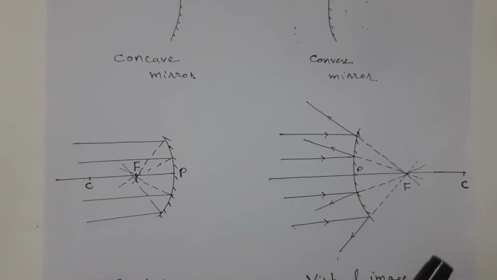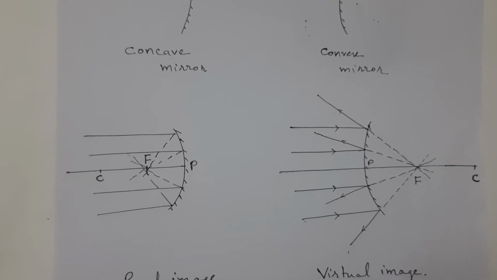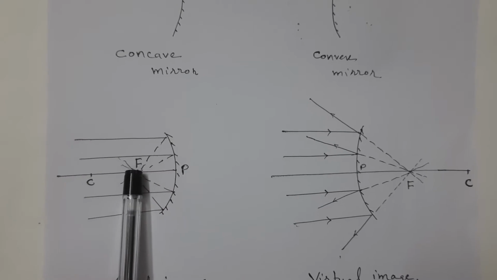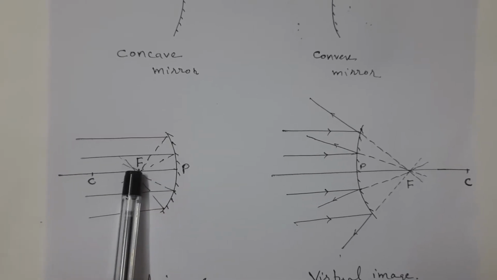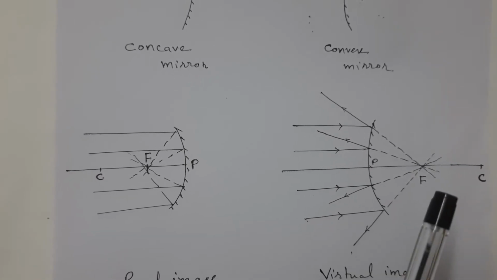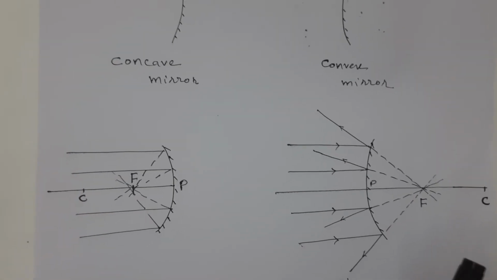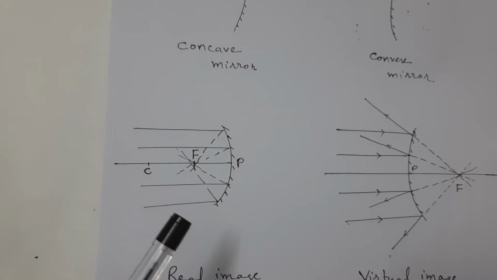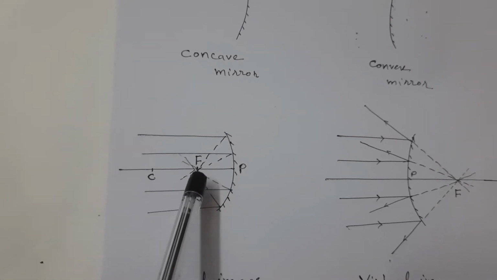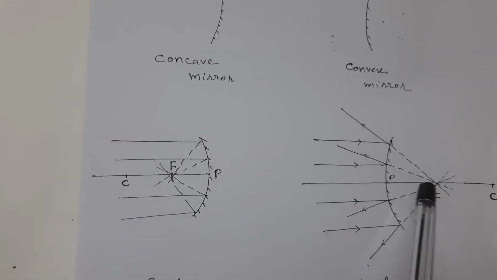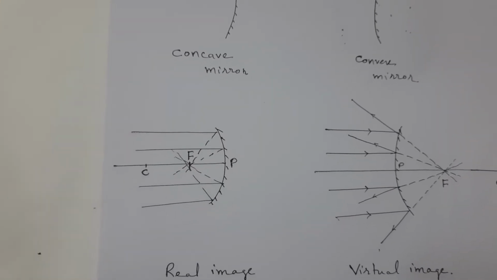Now later on we will be talking about Cartesian sign convention. You will get more idea when I actually talk about Cartesian sign convention. But at present, do remember, in case of concave mirror, focal length is negative. In case of convex mirror, focal length is positive.